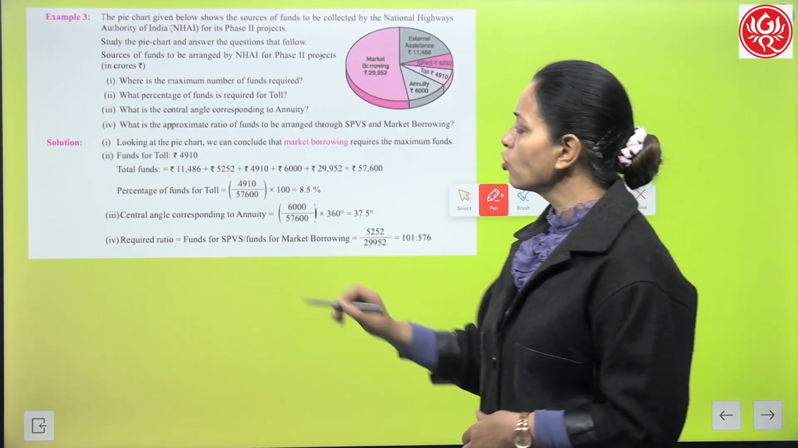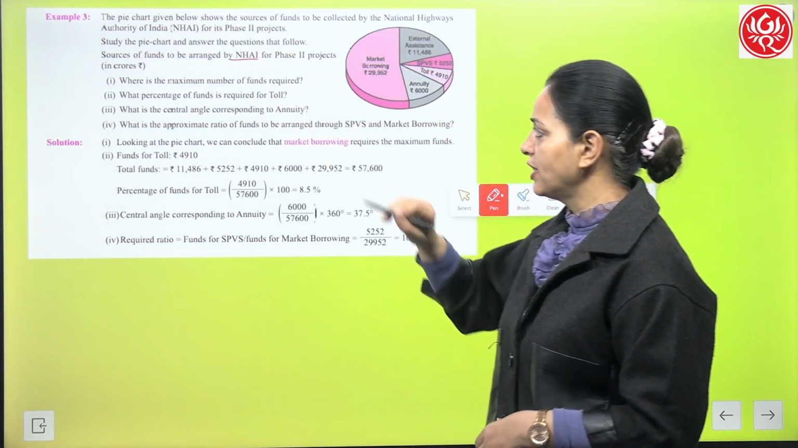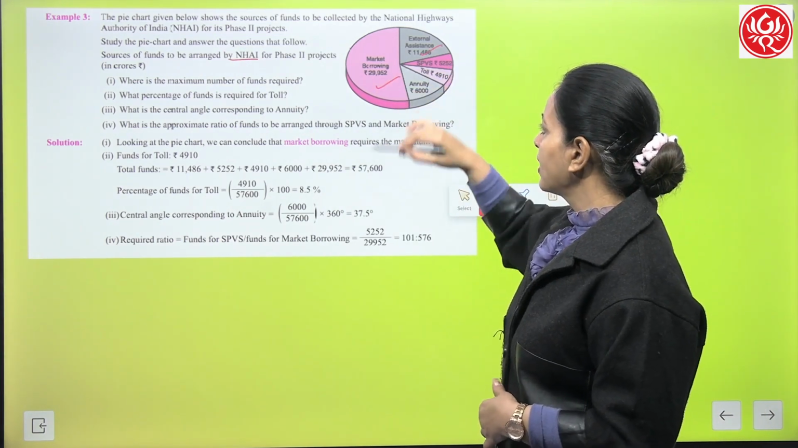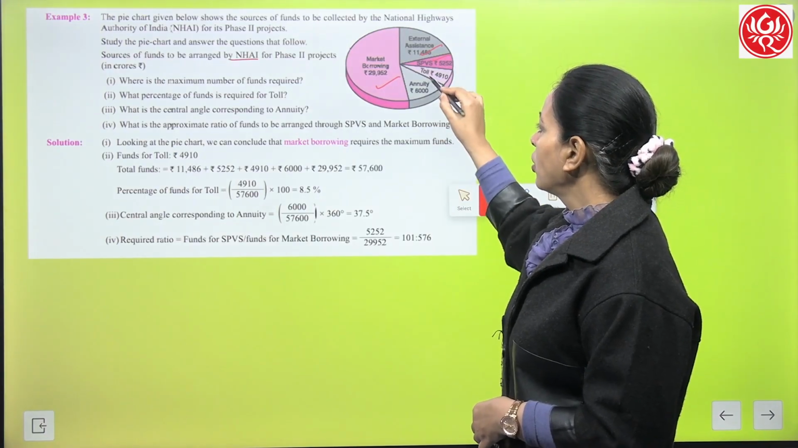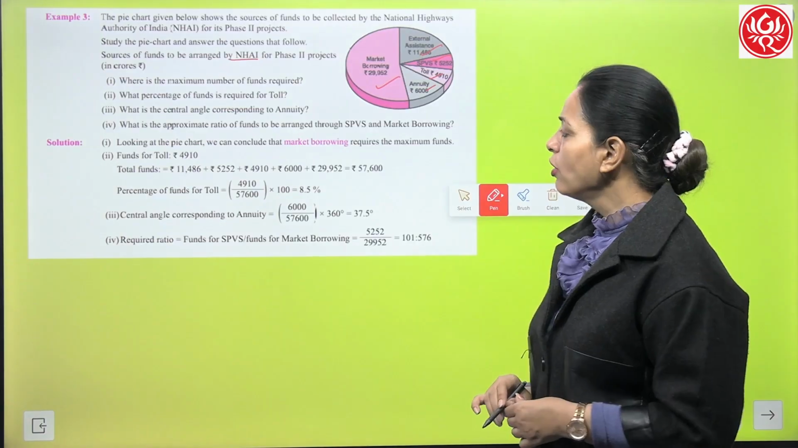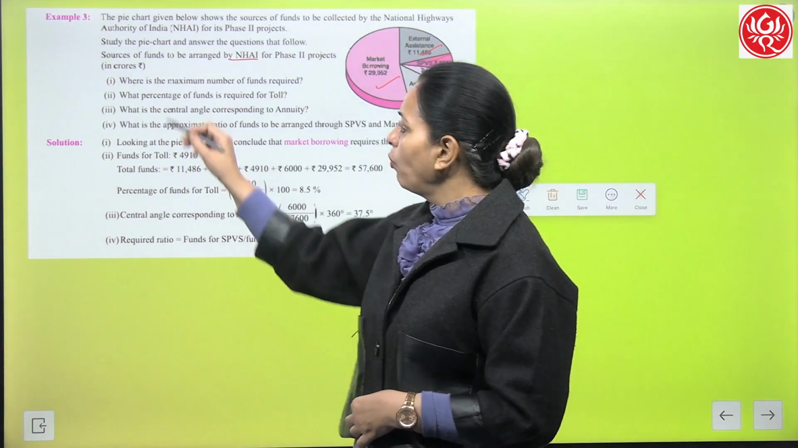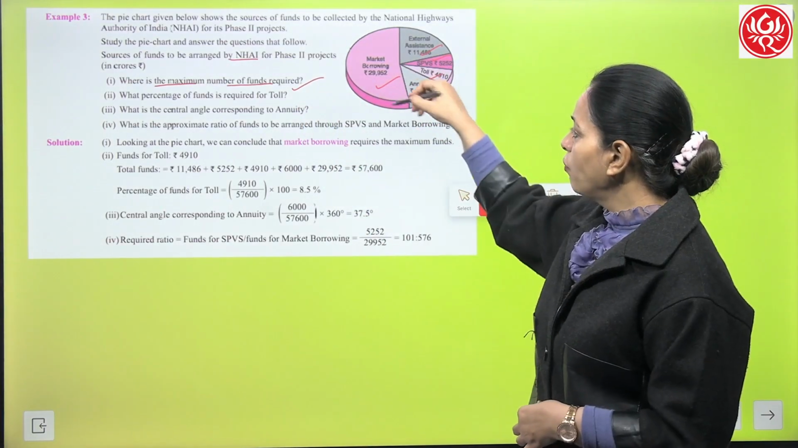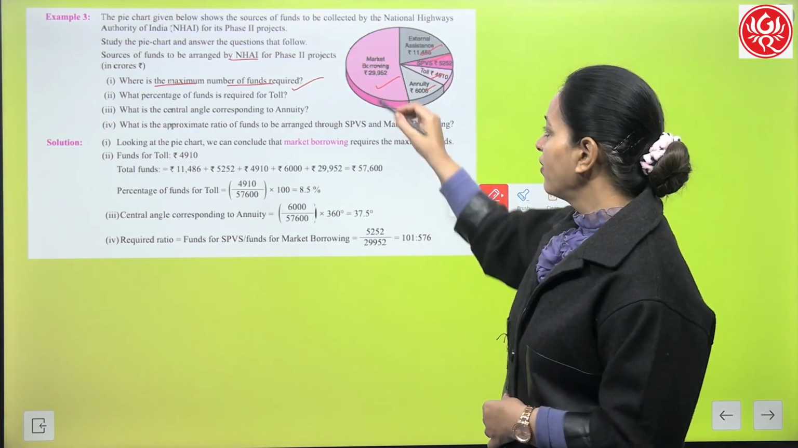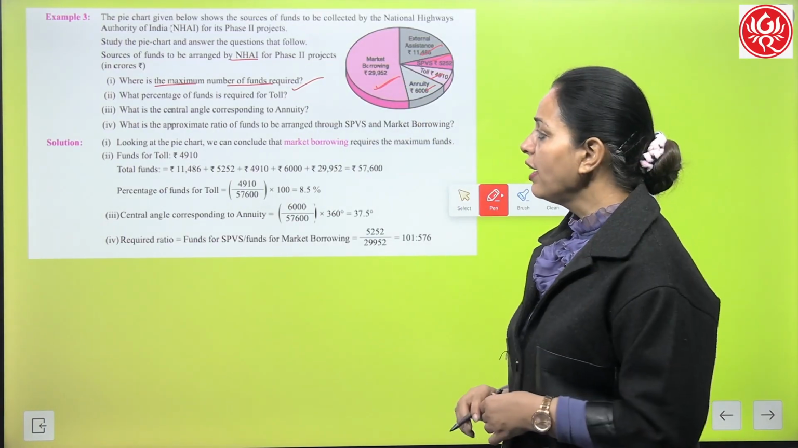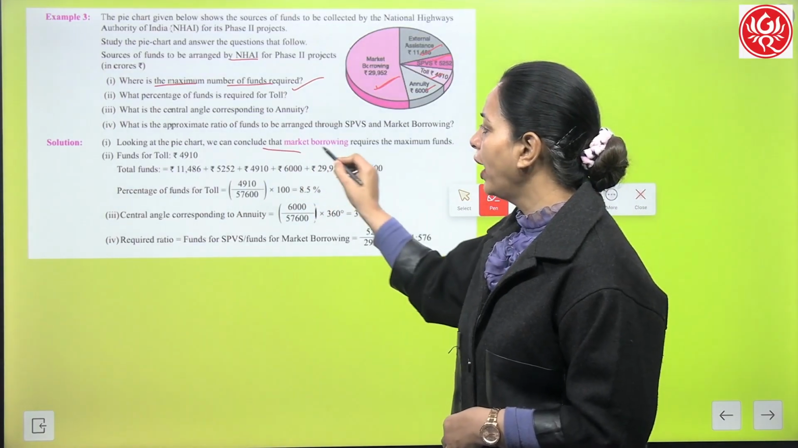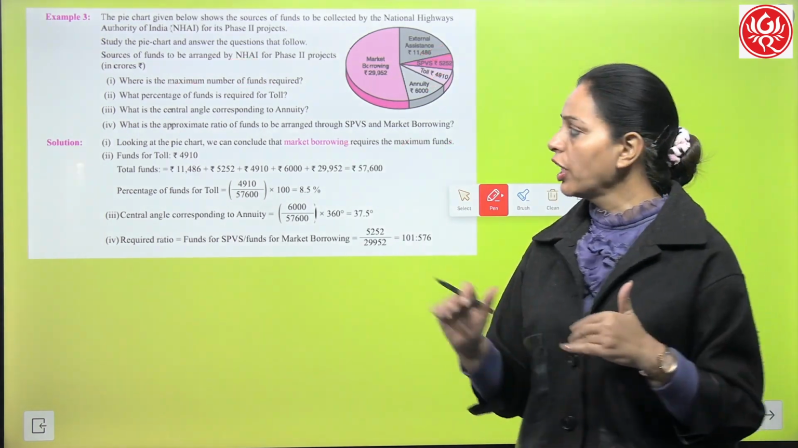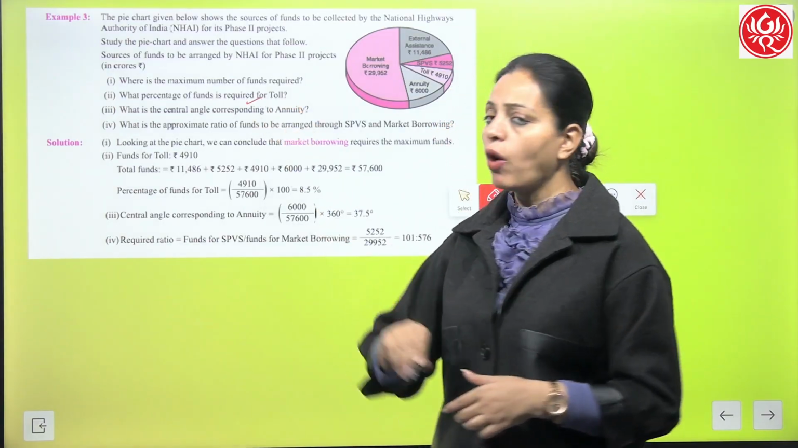Now sources of funds to be arranged by NHAI for phase 2 projects in crores rupees. So here, given external assistance, SPVs, toll, annuity, like this, right. So here now the first one, where is the maximum number of funds required. So you can see which one is the biggest sector. This one, market borrowing. So here looking at the pie chart we can conclude that market borrowing requires the maximum funds.